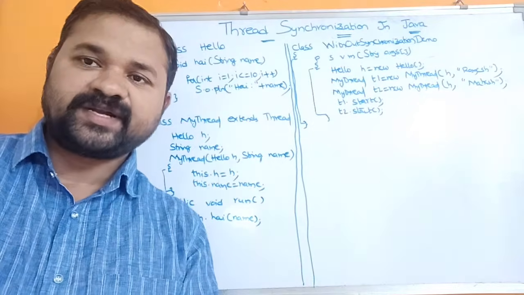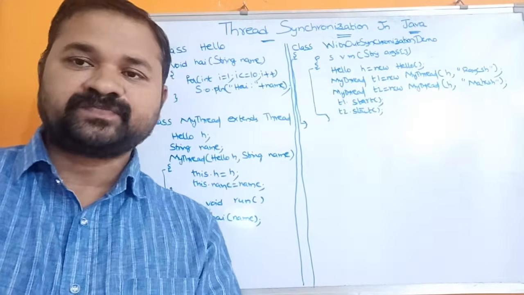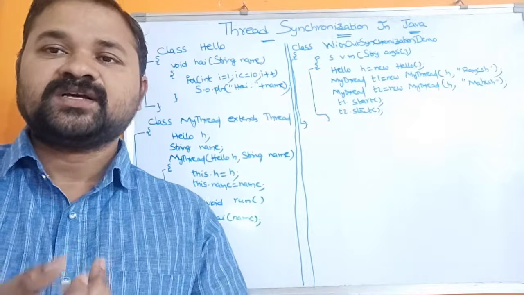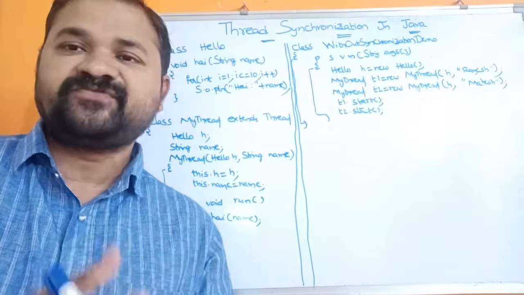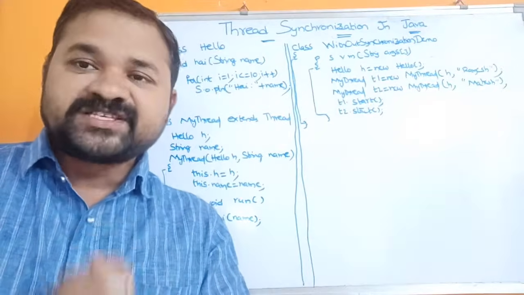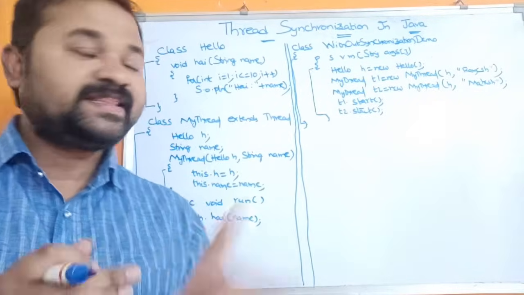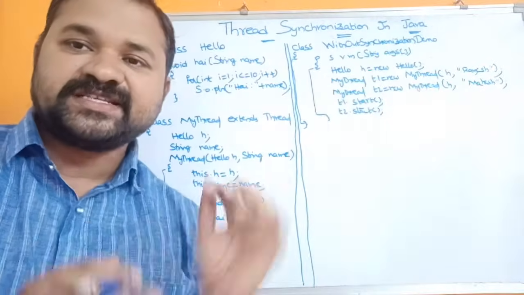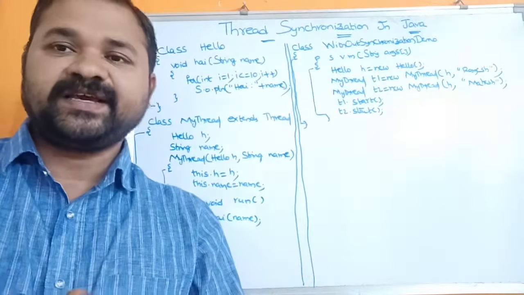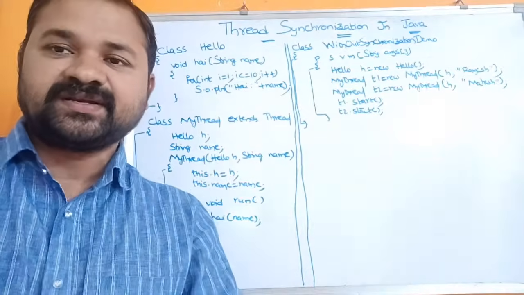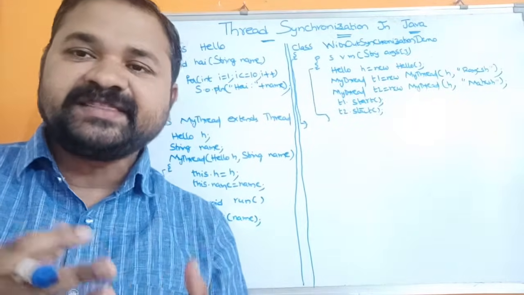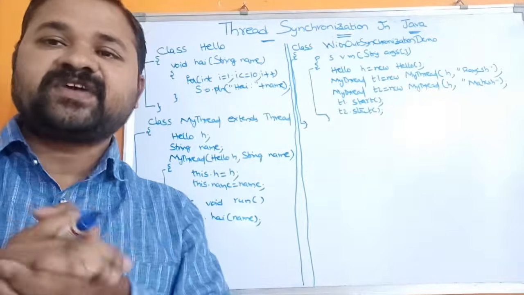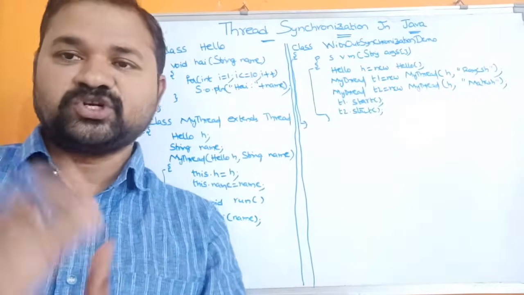Now let's see about thread synchronization in Java. First, let's see what is the need of thread synchronization. That means what are the problems encountered if there is no synchronization, and then an example program which demonstrates it without synchronization. Then we will see what is thread synchronization, and we can implement thread synchronization with the help of synchronized method as well as synchronized block. So we'll see those two.